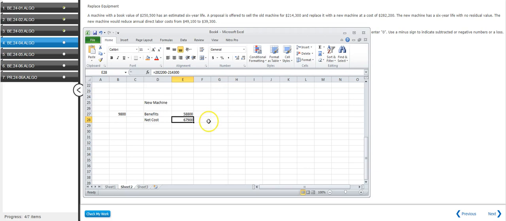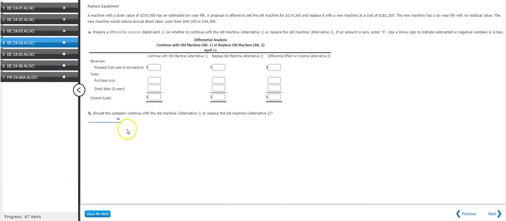Alright, so let's look at this. The benefits are, we'll add some commas to make it easier to read, 58,800. The net cost is 67,900. That's not good because the cost is too high. So we don't want to buy the new machine. The new machine would result in a negative 9,100. So we want to keep the old machine, and it's better off by 9,100.